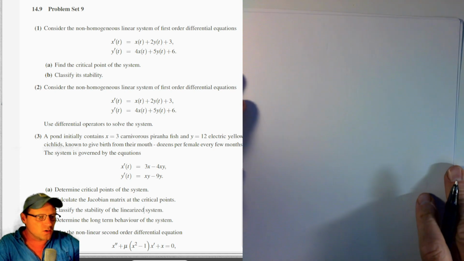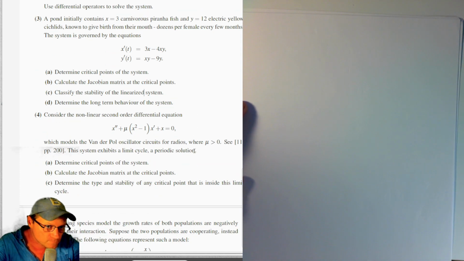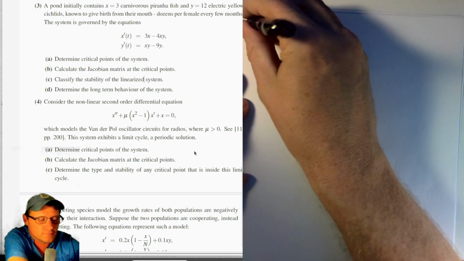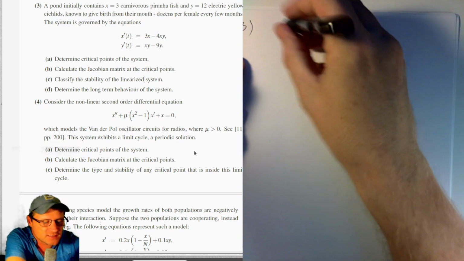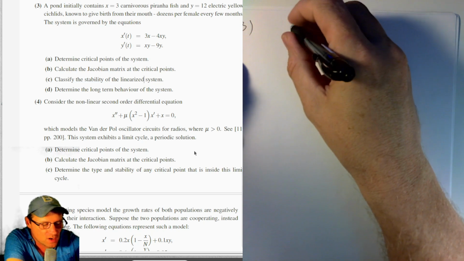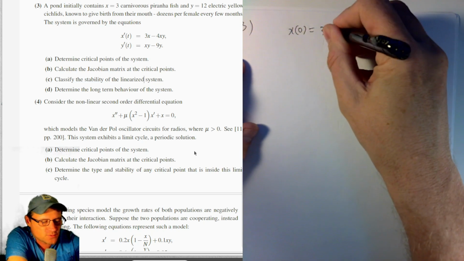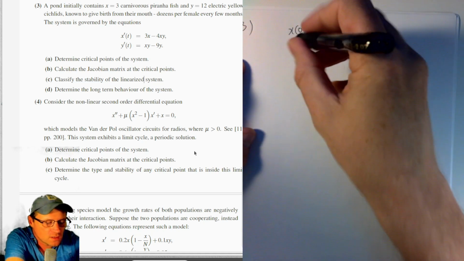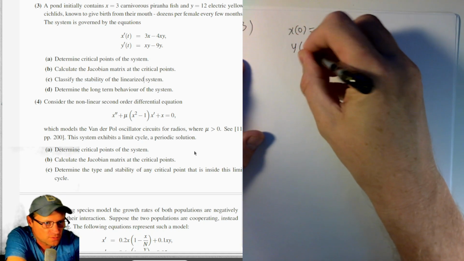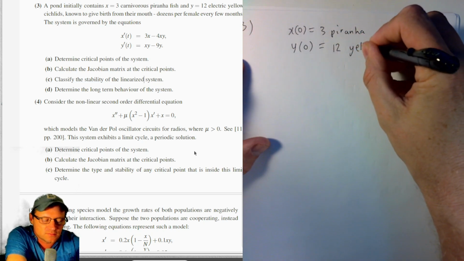All right, so question 3. A pond initially contains x equals 3 carnivorous piranha. So x(0) is 3 piranha. And y(0) is 12. I'll just call them yellows.